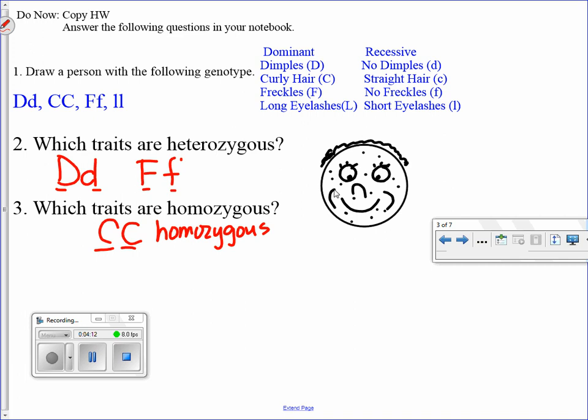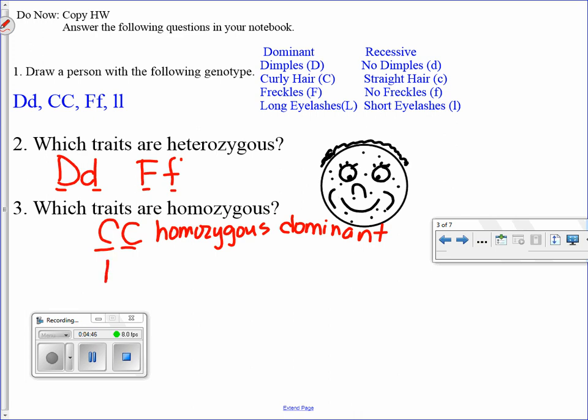Yes, you do. This is homozygous dominant. Why? They're both capital, but it could be homozygous what? Recessive. There's only one way to represent heterozygous. There's only one way to represent 2 different genes. Homozygous can be dominant or recessive depending upon whether the letters are capital or lowercase. So this is homozygous dominant. Somebody raise your hand and tell me which one is homozygous recessive. Go ahead, Trev.